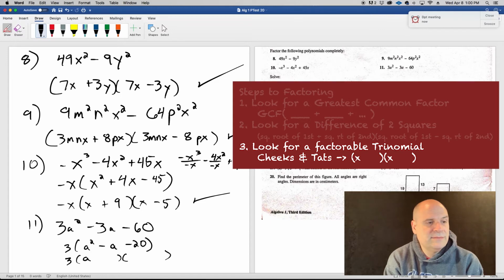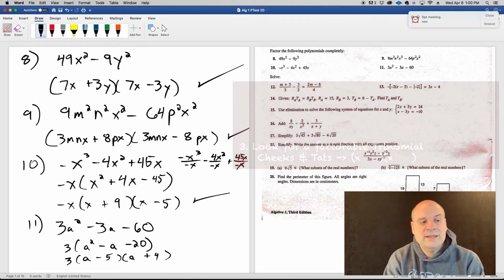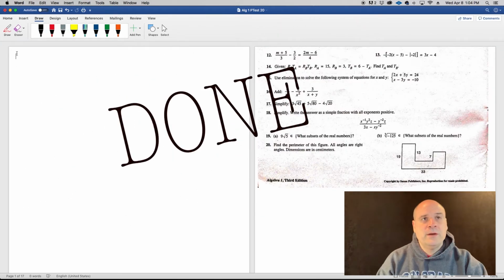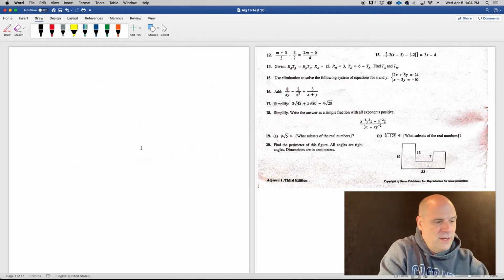So a and a. What two numbers multiply to get negative 20 but added together will come down to a negative a? Well, negative 5 and positive 4. Because when you factor that out, you get a squared, positive 4a, and negative 5a, which combine to a negative 1a, and then negative 20. Boom, done. Awesome.